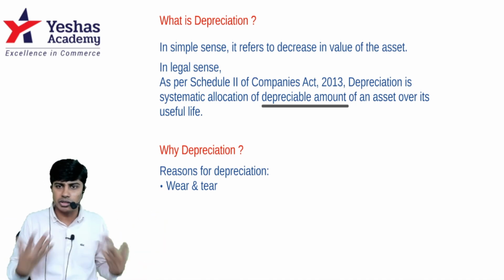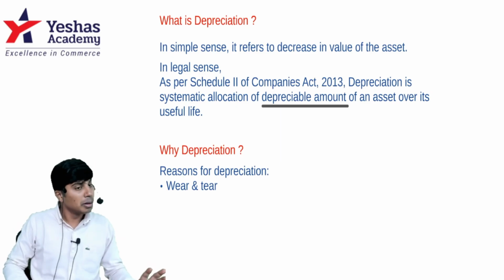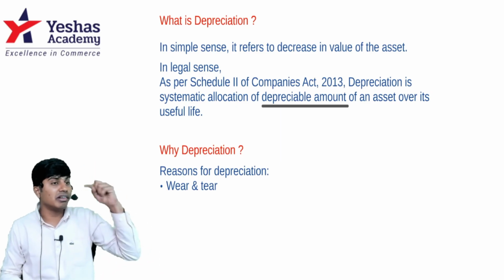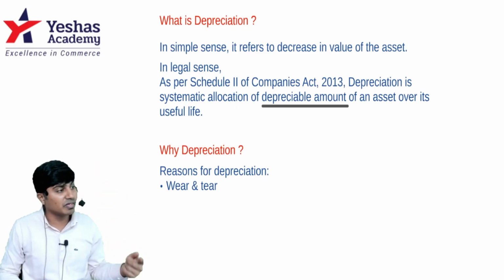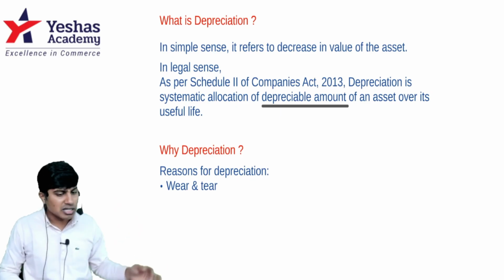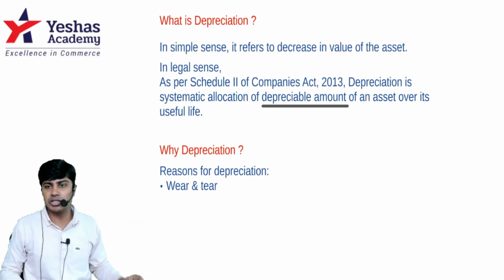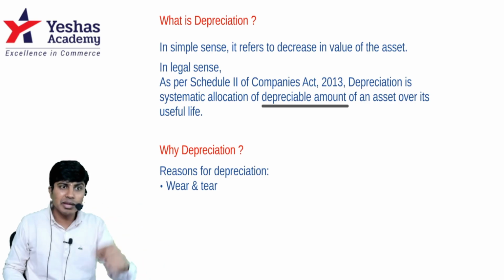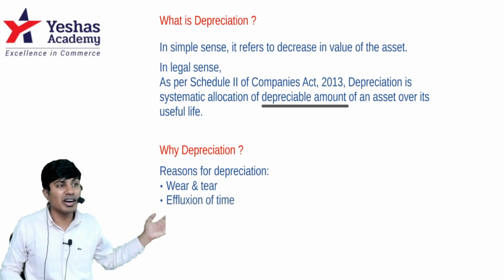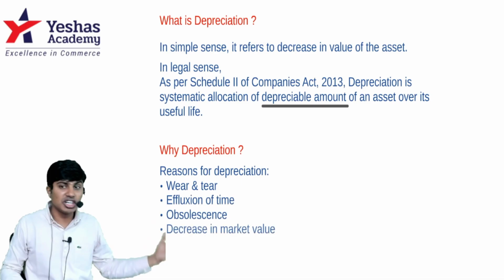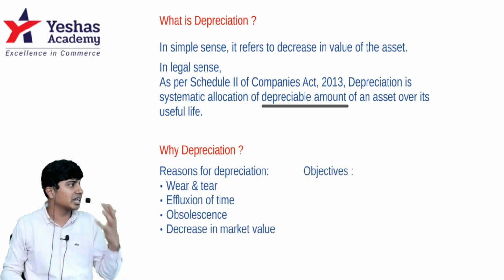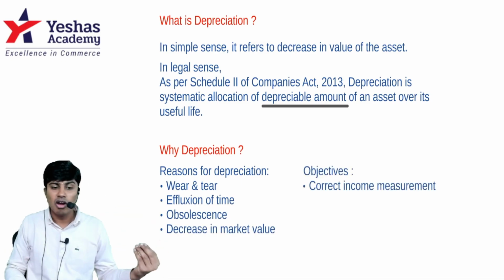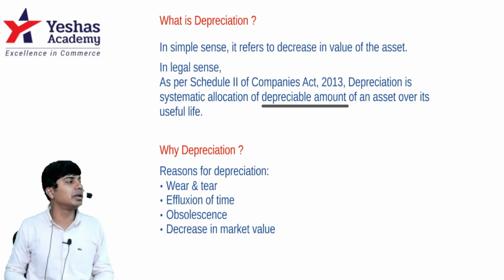You wear it, you tear it, the asset will get depreciated. But the depreciation, you might have heard that it starts when the asset is ready, not when it is actually put to use. This is because wear and tear is one of the reasons for depreciation, not the only reason. If the asset is ready, but you don't use it, still it depreciates. Why? Obsolescence or effluxion of time or change in trend, change in technology, decrease in market value, consumer preferences changing. All of these are the reasons why the asset will be depreciated.